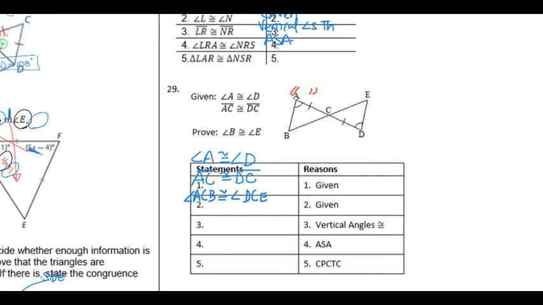Next, we can look at the triangle here, and we can see that we're going to use angle, side, angle. So we're going to have to name the triangles. We can use the angle from step number 3 to just turn it into triangle ACB is congruent to triangle DCE.